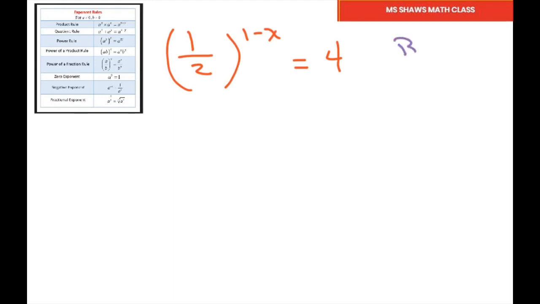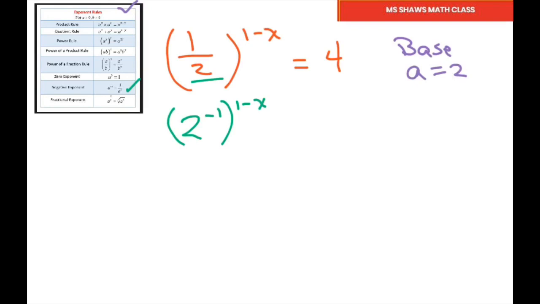So I'm going to make it base 2. So in other words, my a equals 2, so I can follow some of these rules. So for this one, I'm going to use my negative exponent and write this as 2 to the negative 1 power. Then multiply it by whatever's there. And to make this a base 2, that's going to be 2 squared.